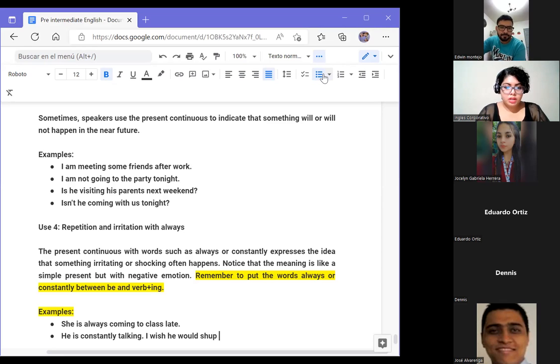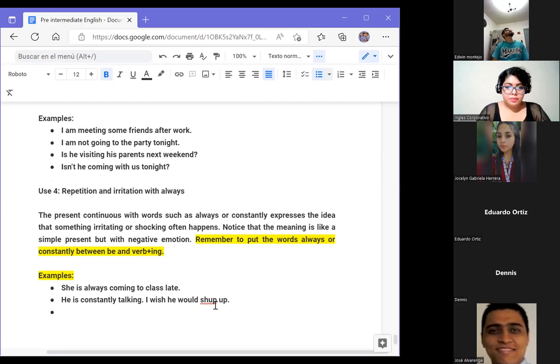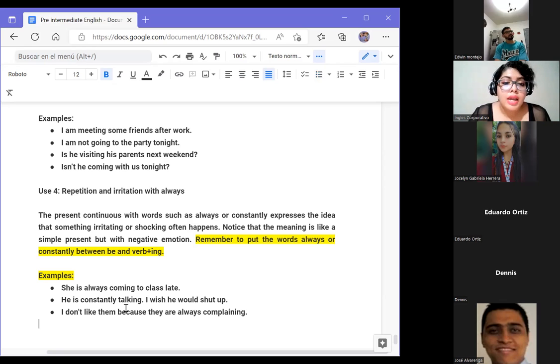So in this case, we are using also the structure of the wish. And in the third one, I don't like them because they are always complaining. So in this case, remember that these ones are just with a negative connotation. In this case, it's talking about a negative emotion, something that we don't like, something that is irritating.